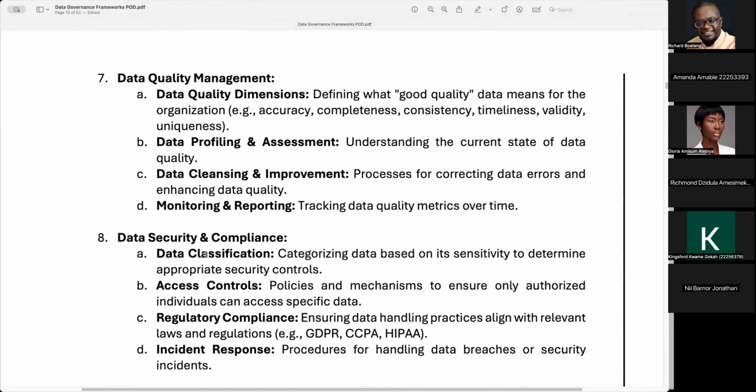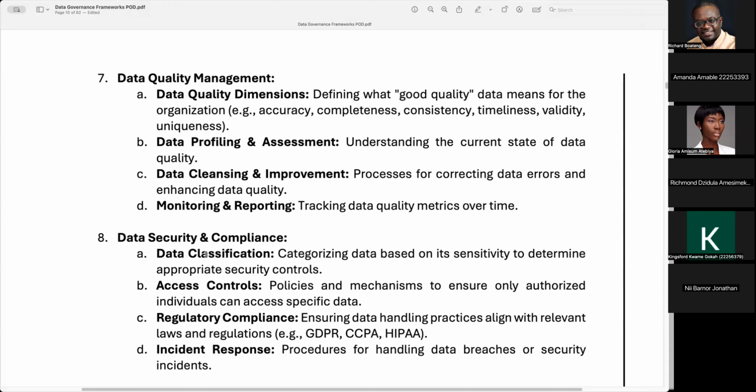Data quality management gets its own dedicated component again here, really underscoring its importance. It's that crucial, especially in contexts like healthcare. This goes deeper than just the processes. It covers defining specific data quality dimensions. What does good data actually mean for us? Thinking about accuracy, completeness, timeliness, consistency, uniqueness, validity.